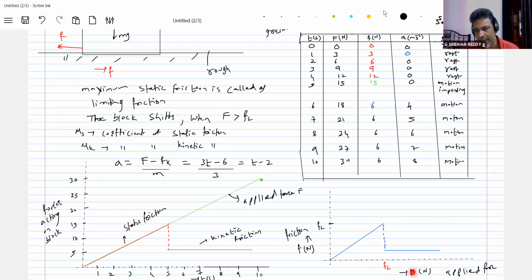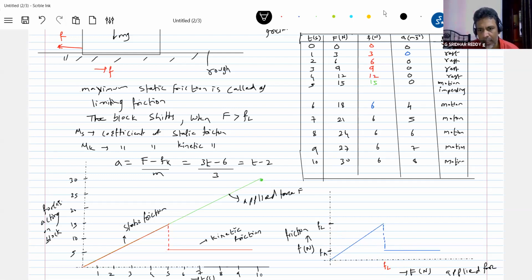Look at this x-axis, applied force. So what is the friction? The friction will be less than limiting and will be static. Once the applied force becomes greater than FL, look at the friction value. From limiting, it will become kinetic. So here the Fk will come here. Look at this variation of the graph.